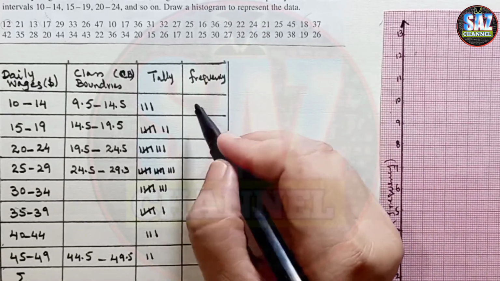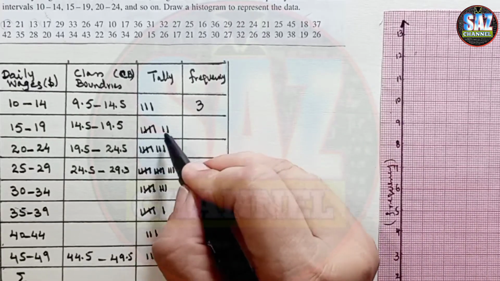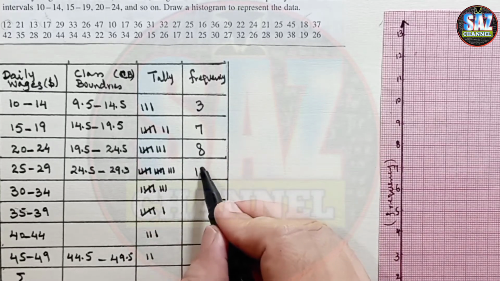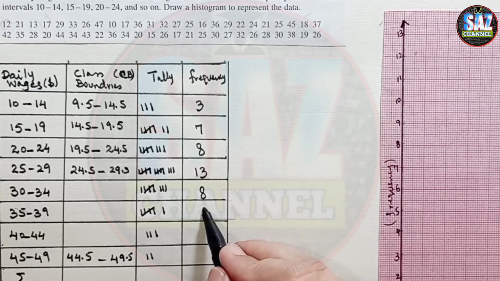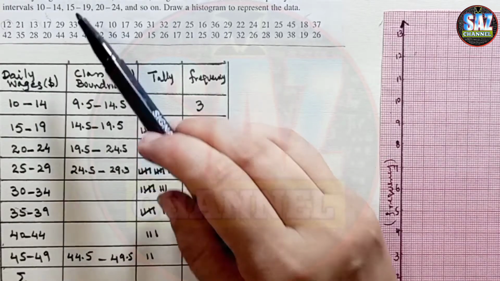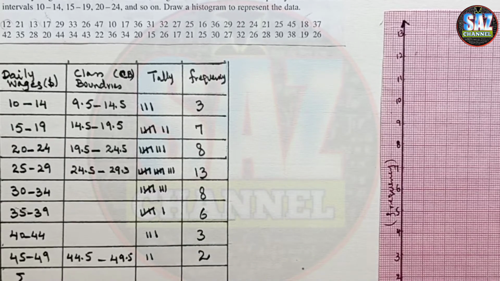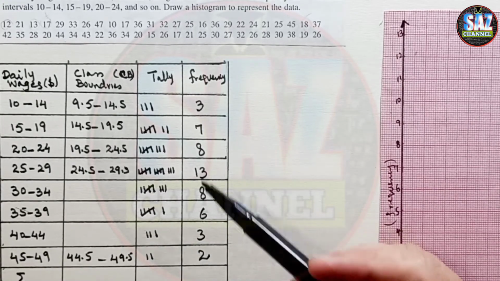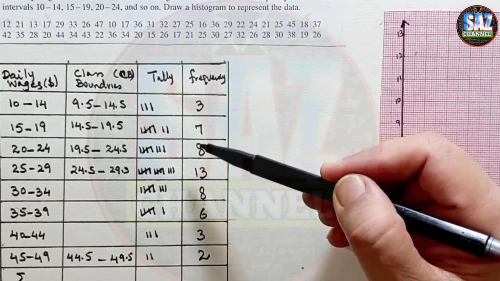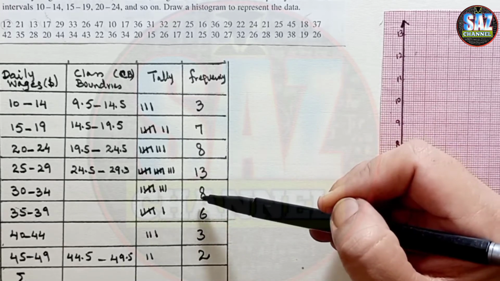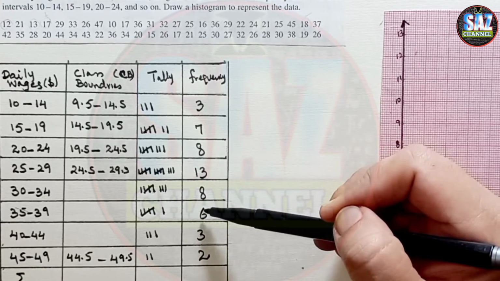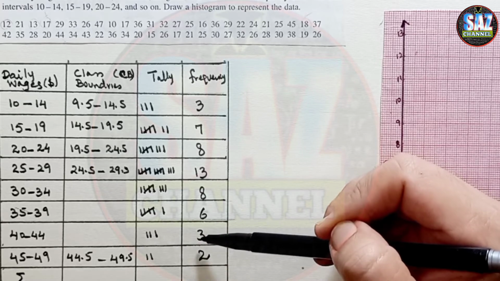So let's quickly write down the frequencies here. This is 3, 5 and 2 is 7, 5 and 3 is 8, 5, 5, 10 and 3, 13, 5 and 3 is 8, this is 6, and this is 3, and this is 2. Now look, the question says that there are 50 workers, so let me add up the frequencies. If the frequencies add up to 50, it means my tallies are correct. 7 and 3, 10, 10 and 8, 18, 18 and 2, 20, and 26, 26. And 10, 36, and 3, 39, 45, 45 and 3, 48, and 2, 50.